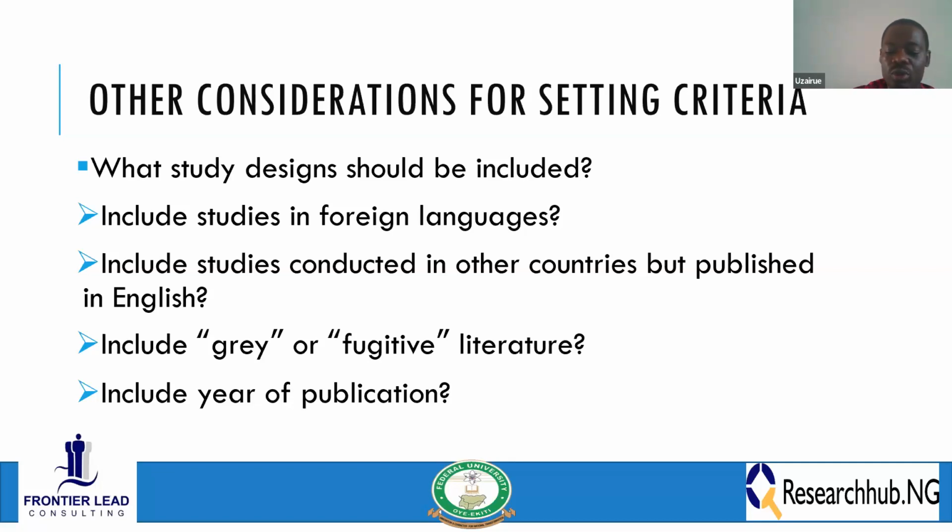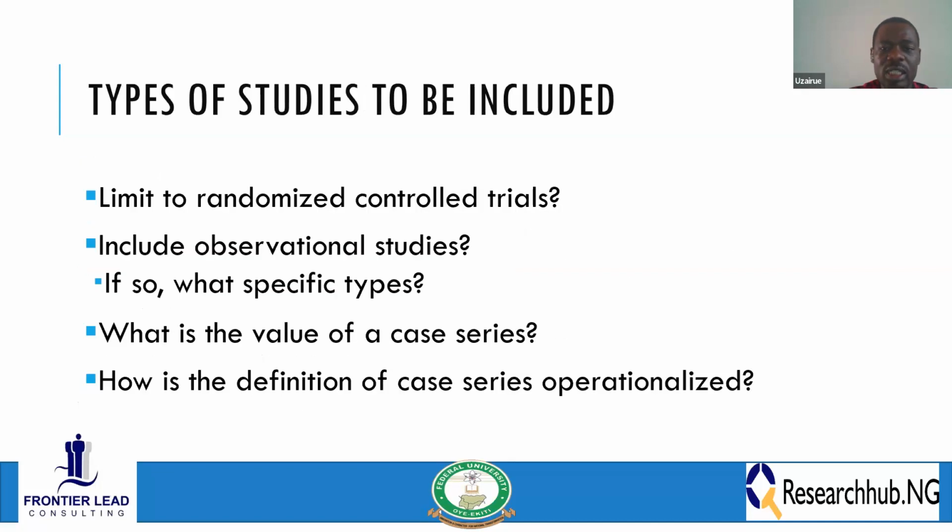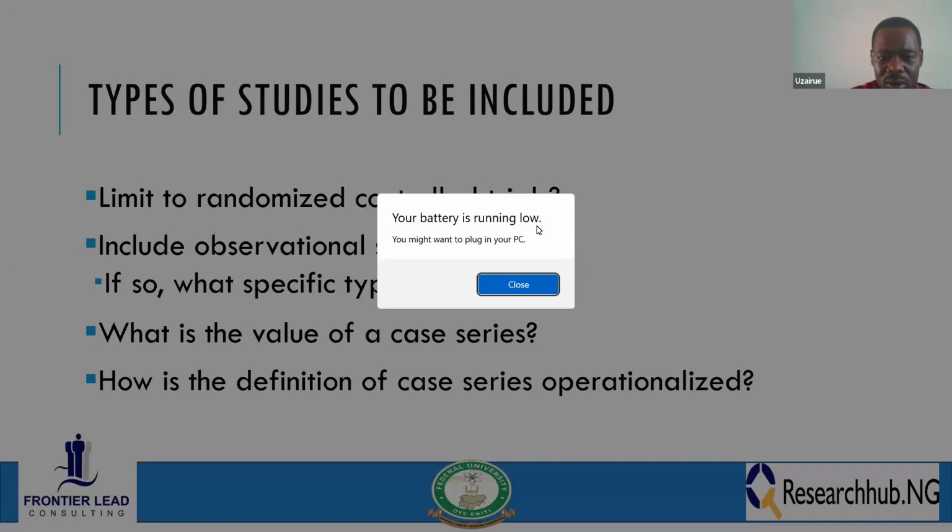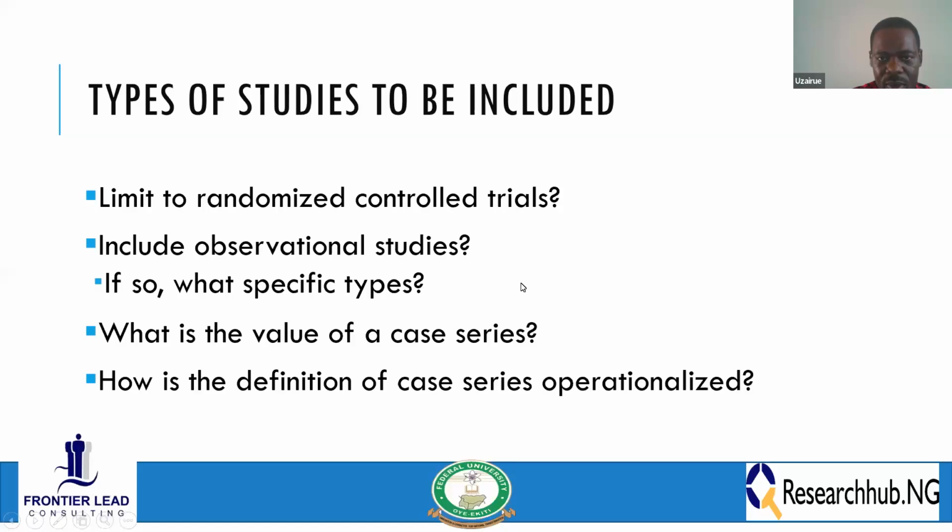So another thing is to also include the year of study. That will inform you, if you are doing a time frame kind of study, whether it will be eligible or not. Then the next is the type of study to be included. Like I mentioned, the limitation of a randomized control trial. In this case, if that happens, automatically it will affect what your outcome is going to be.